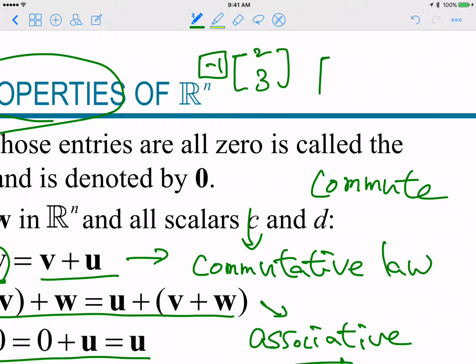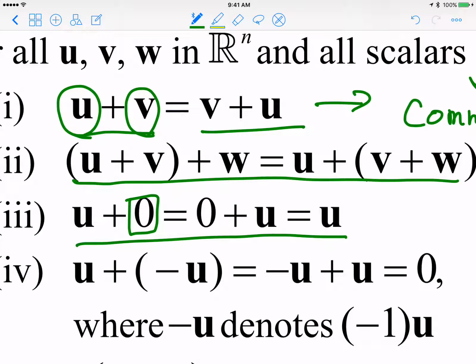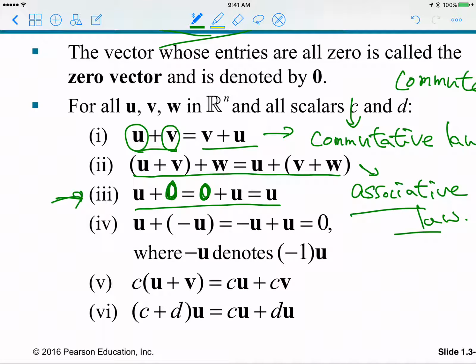And similarly, 2, 3 plus 1, minus 1, 0. If the dimensions are different, it's also not defined, right? So this 0, which is written in plain, not in boldface, means a scalar, right? So it has to be written in boldface. In that case, if we use a boldface 0, it means a zero vector that has the same dimensions. Okay, and then we know this, this, this.